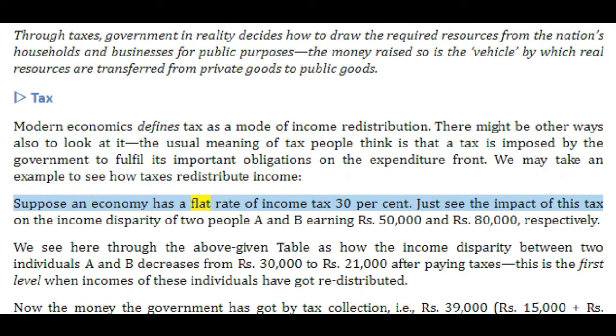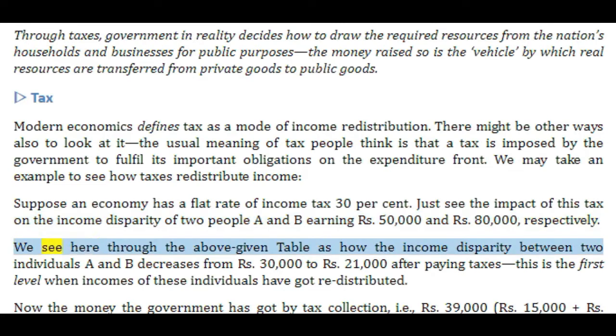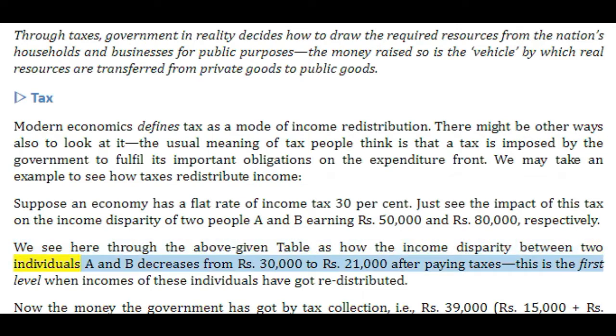Suppose an economy has a flat rate of income tax of 30%. Just see the impact of this tax on the income disparity of two people, A and B, earning 50,000 rupees and 80,000 rupees respectively. We see here through the above given table how the income disparity between two individuals A and B decreases from 30,000 rupees to 21,000 rupees after paying taxes. This is the first level when incomes of these individuals have got redistributed.